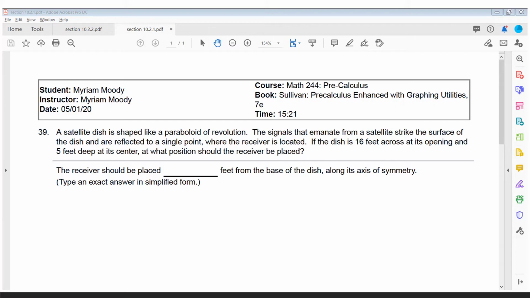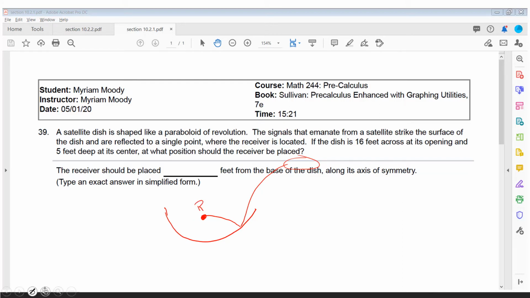Now, I don't know about you, but me personally, I'm going to draw myself a picture. And the very first sentence says they have a satellite dish that's shaped like a paraboloid of revolution. Now, you may not exactly know what that looks like, but paraboloid sounds like you're dealing with, of course, a parabola. So we have this parabola and a signal that emanates from a satellite. So somewhere up here we have a satellite, right? It strikes the surface of the dish and it's reflected to a single point where the receiver is located. So this is our receiver.